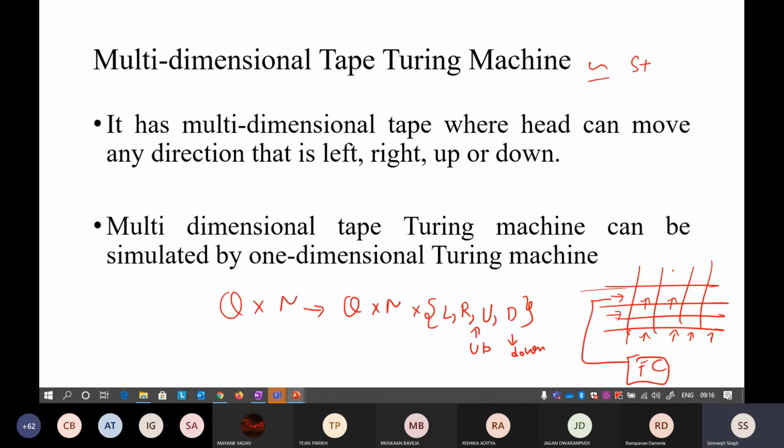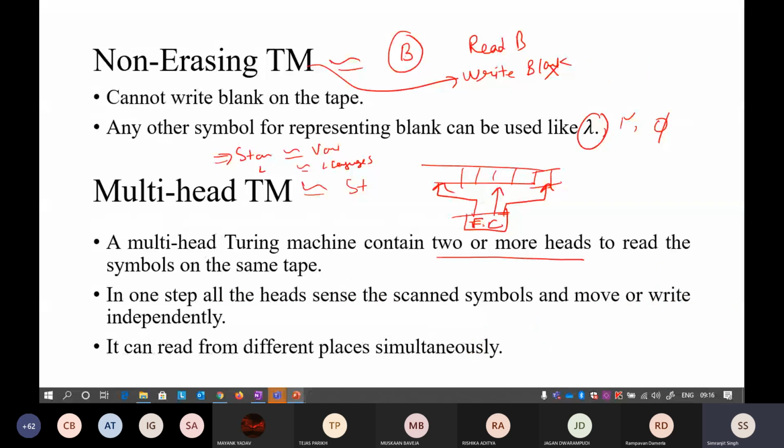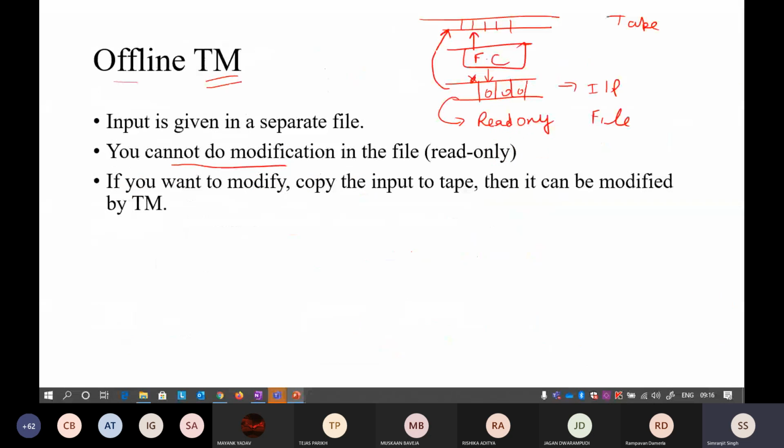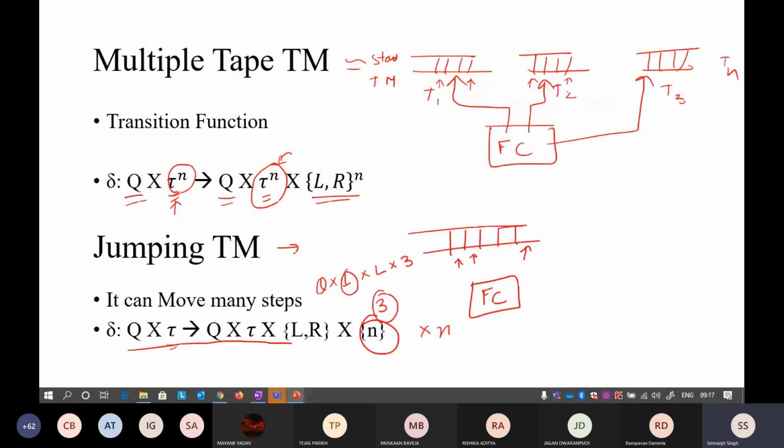There are three variations, that is the multi-dimensional or multi-head, and another one was the offline Turing machine. Only three was enough, but I just took all the Turing machine variants that I found on the internet as well as in books, and merged them into one PPT. So refer to this PPT if you want to. There may be other variations of the Turing machine also.